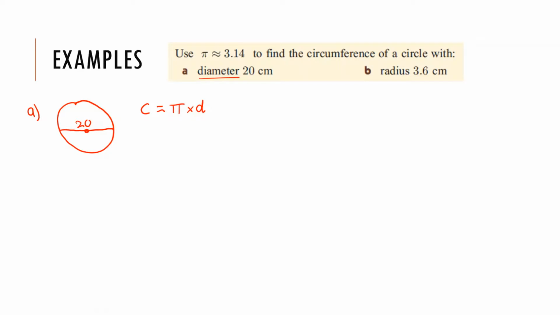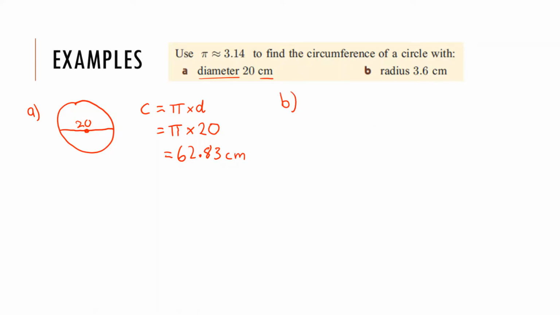Because we have diameter, not radius, I know what my diameter is. It's pi times 20. And if I was to put that into the calculator, you're going to get 62.83. And because we know that our units are centimeters, we put centimeters after that.